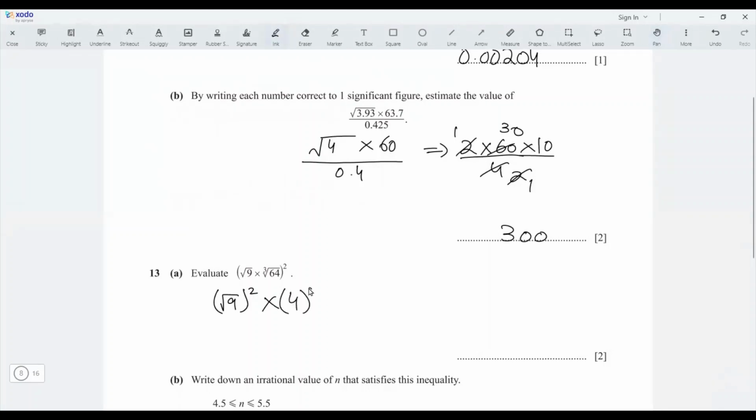So 4 square we will write. The square root of 9 means it will be 3. So 3 times 4 square is 16. 3 times 16 is 48. This is the answer for this part.